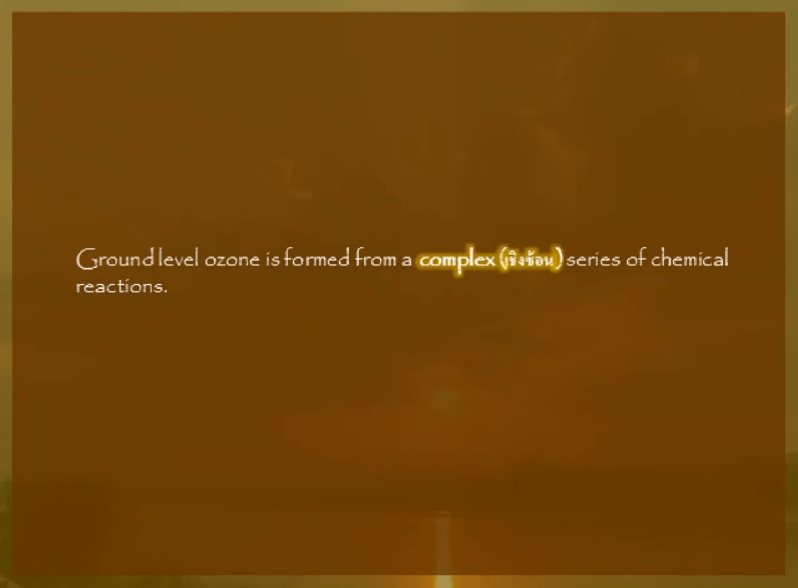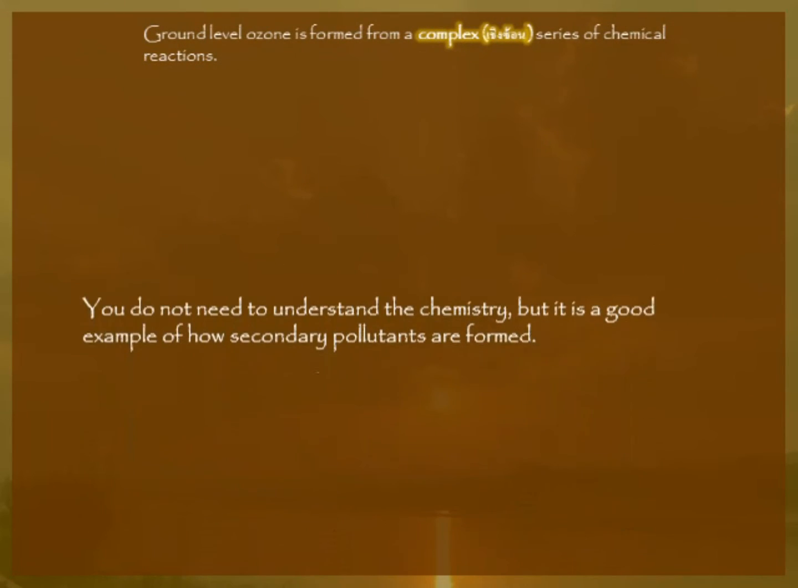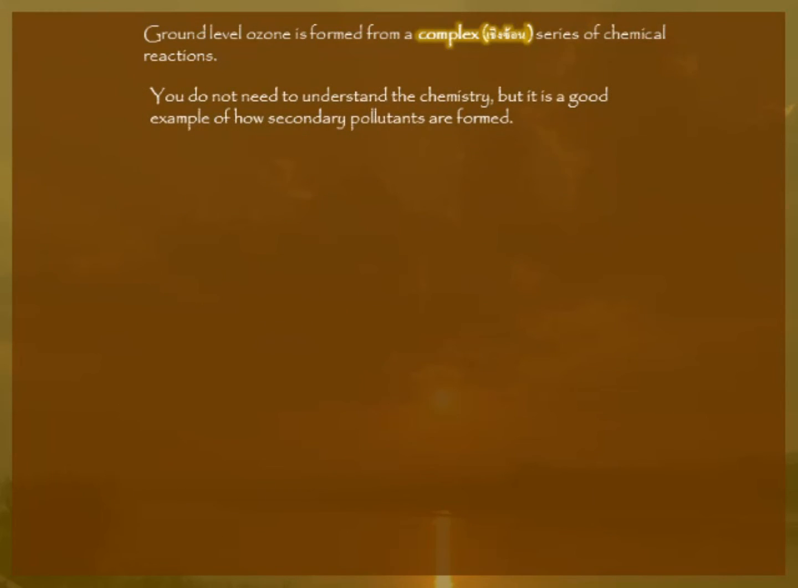So, ground-level ozone is formed in a complex series of chemical reactions. We're not going to go through those reactions in full detail, but it's a good idea to run through them as an example of how secondary pollutants are formed. So we start with a hydroxide ion, and that reacts with a molecule of carbon monoxide. Water will sometimes split into a hydroxide and a hydrogen ion. A passing molecule of carbon monoxide could react with the hydroxide and form carbon dioxide and another hydrogen ion.